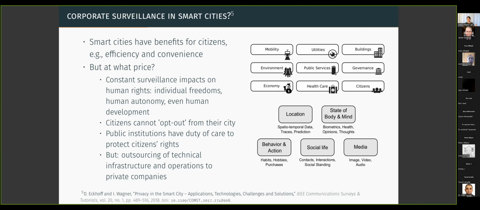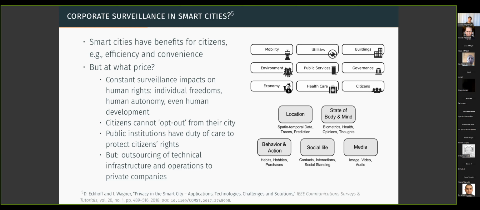Because the unfortunate situation is that if humans are subjected to constant surveillance, then that has impacts not only on the right to privacy, but on other human rights. So think about individual freedoms, maybe the freedom to assemble, but it also impacts human autonomy and even human development. So people who are under constant surveillance are less free to develop as a human. And that's really critical. If you think about the scale of surveillance that could happen in a smart city.